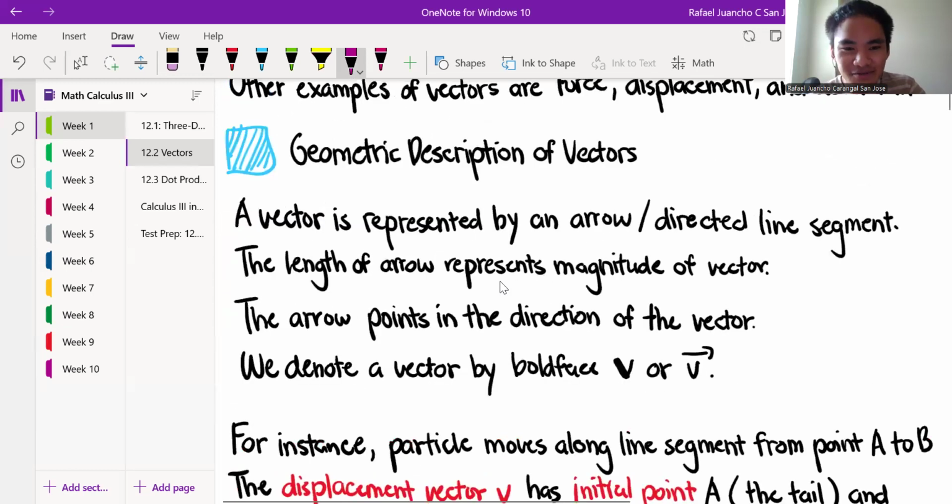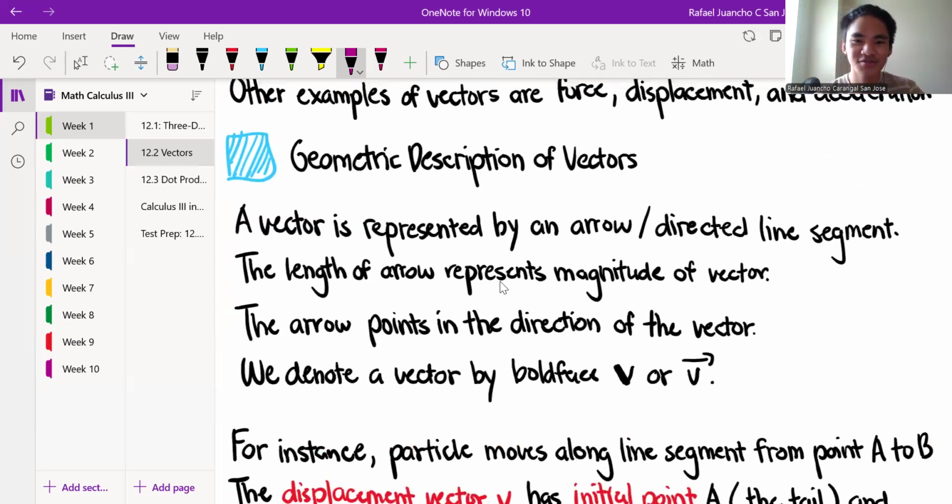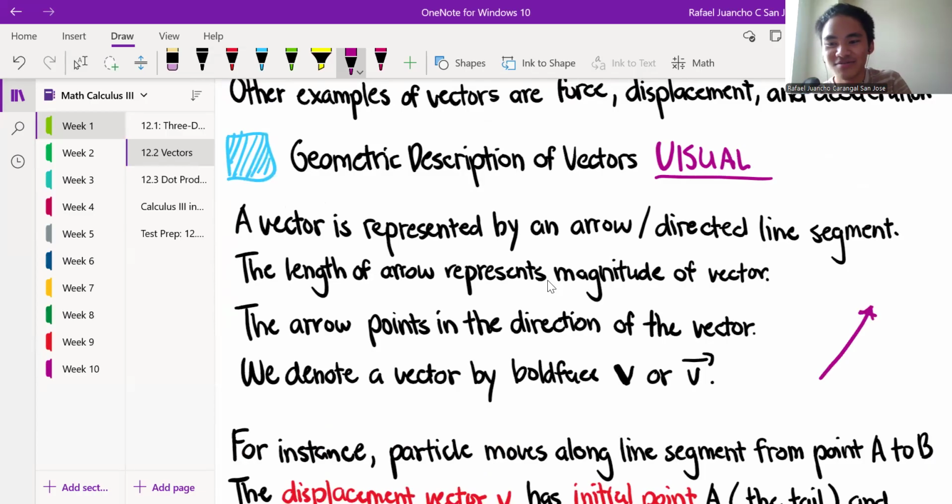Okay, and then now we're doing the geometric description. So you know me, visuals first before the algebra. So a vector is basically an arrow. It's a line with an arrow. Amazing. That's a vector. This thing's a vector.